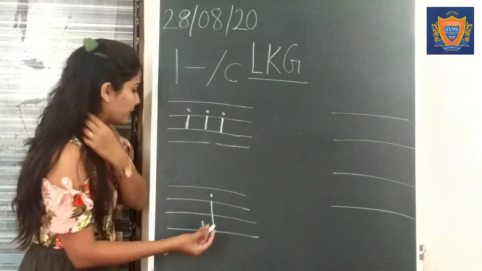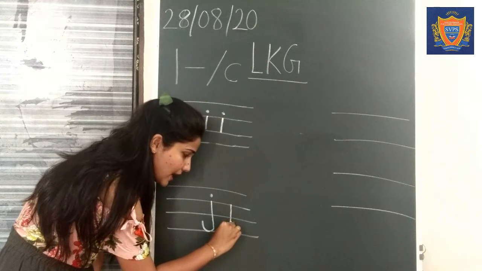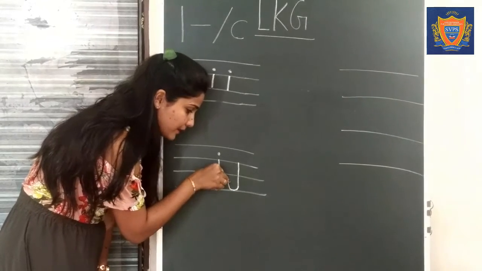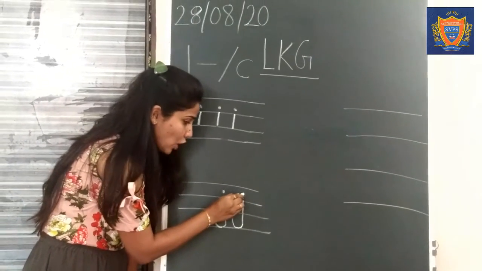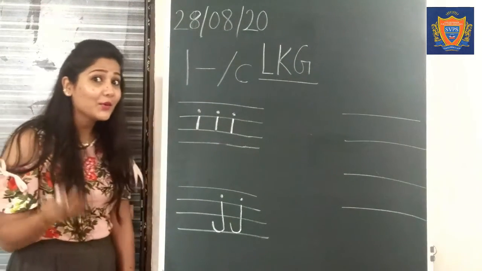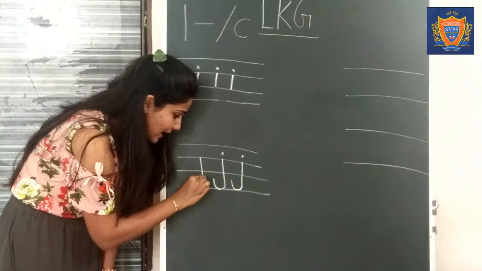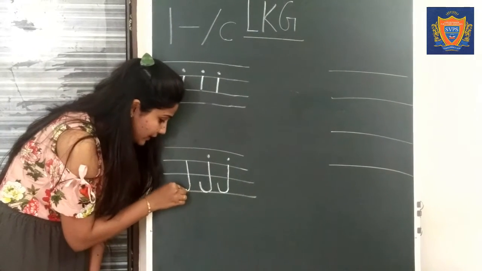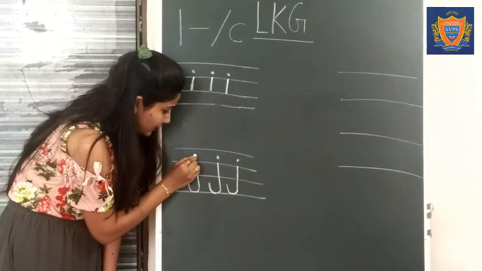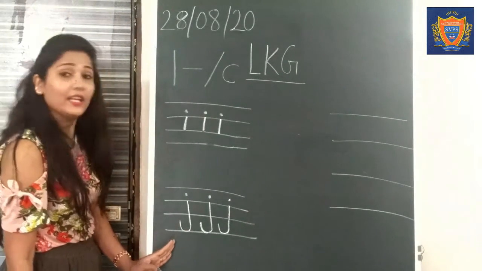One more time. Repeat the strokes after me. Standing line, go down, turn, make a curve, go up, stop. Dot. J, J. One more time. Repeat the strokes after me. Standing line, go down, make a turn, make a curve, stop. Dot. J, J. Okay? I, E and J, J.